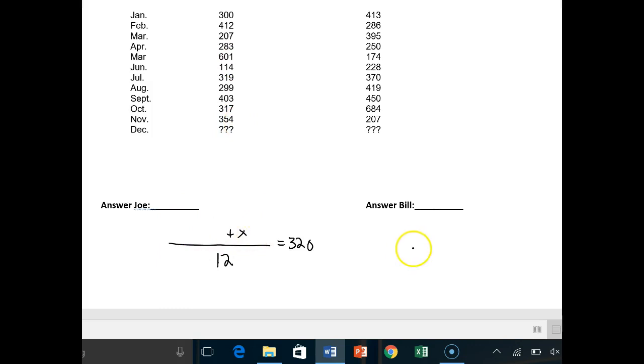Same with Bill here, right? Except his average is 340. He does it for 12 months. You're finding December, and you have these 11 months that you need to add up and then solve for X.